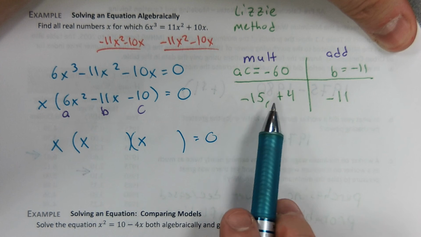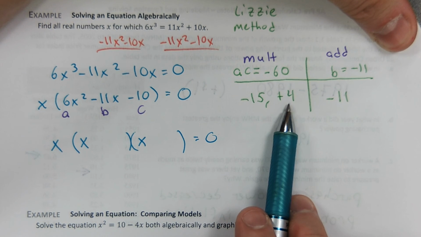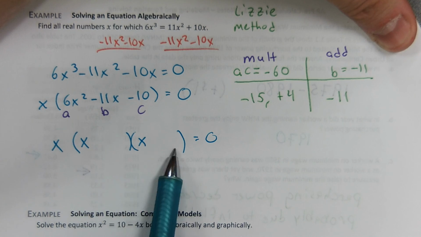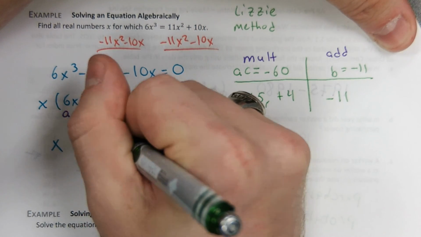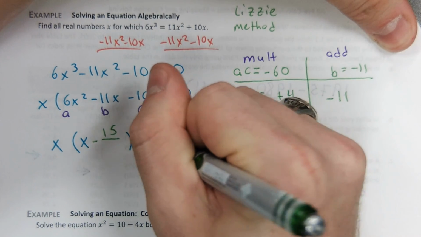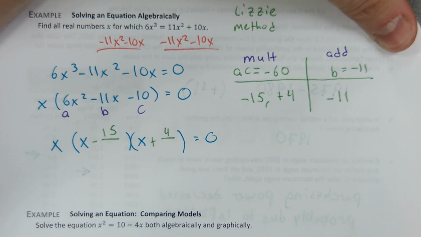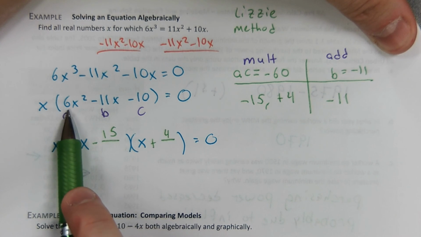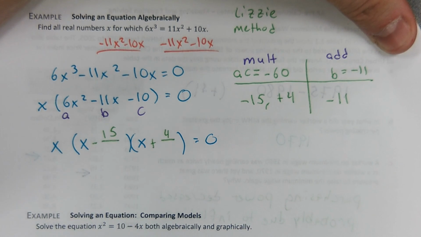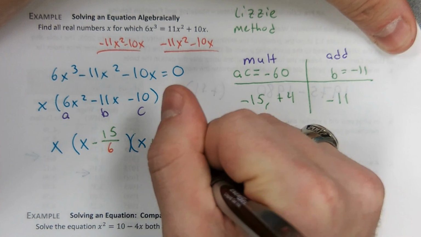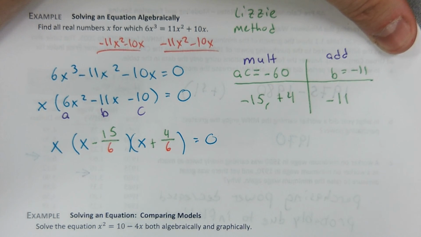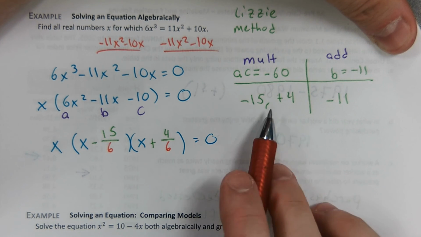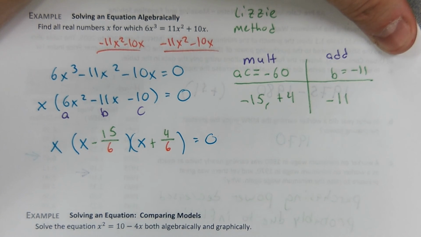The negative 15 and the positive 4 go in these parentheses. But I'm not just going to write minus 15 and plus 4. I'm going to do it like this. They're the top of a fraction. Remember when I said this x times this x will not get this 6x squared? That's because the 6 has been relocated to there. If you don't remember to put your a value underneath these numbers, you will be wrong every single time.